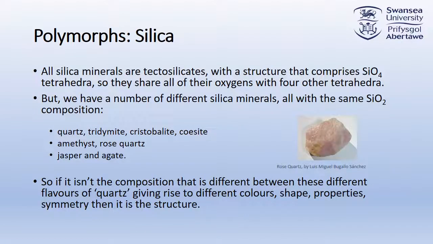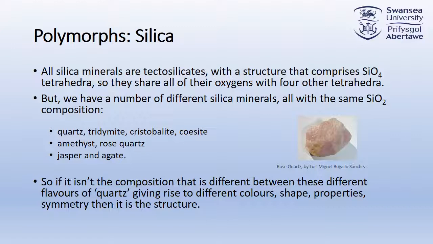So we're going to focus in on the polymorphs of silica. All silica minerals are basically what's known as tectosilicates. They all have exactly the same composition of SiO2, arranged in SiO4 tetrahedra. They all share all of their oxygens with four other tetrahedra. What's fascinating though is, although all these minerals have the same SiO2 composition, we have a number of different varieties of silicon dioxide.